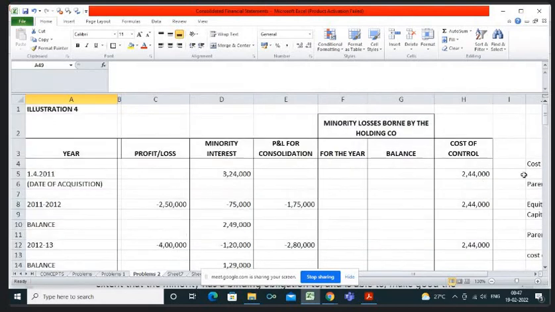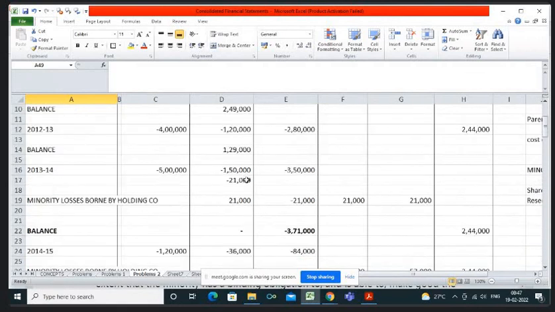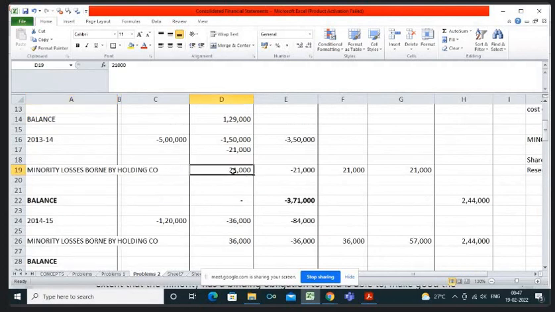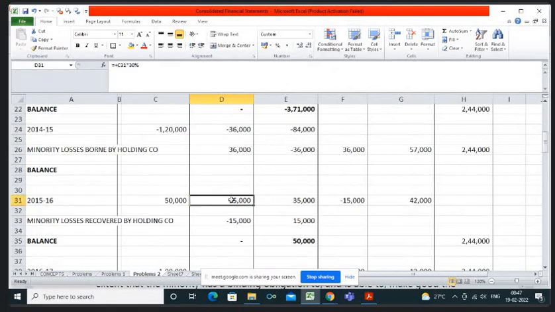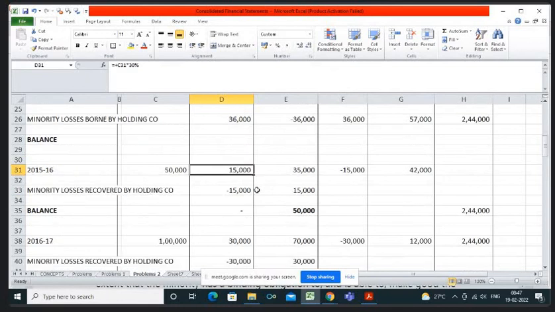So whatever the current year profits, we have to add to or deduct from the minority interest. For the first 4 years we have deducted. After some point in time, minority interest has become 0. It cannot become a negative number. So from that time onwards, the holding company was absorbing the losses of minority. But after that, the company has become profitable. So minority have got their own share of profits. So we will not pay that. We will adjust this with the already existing balance.